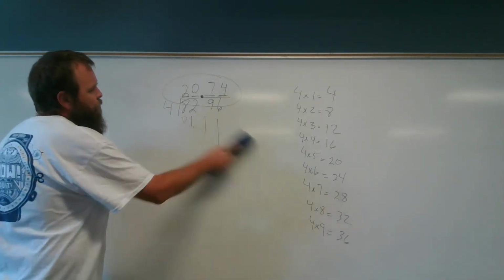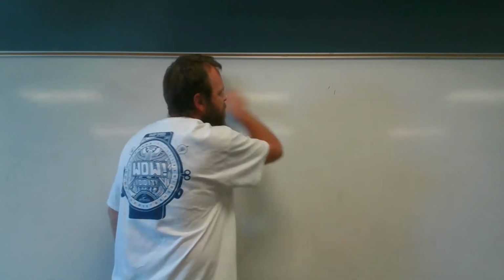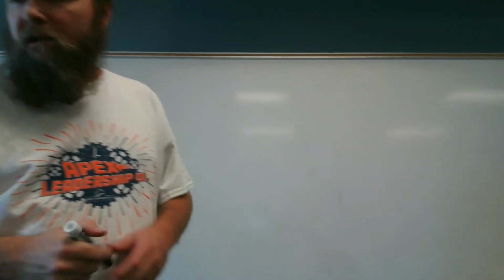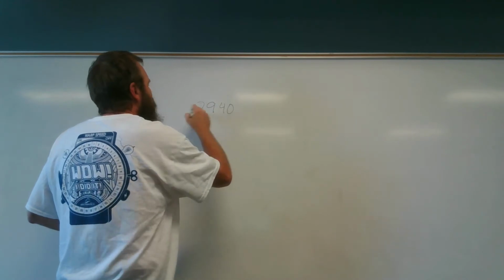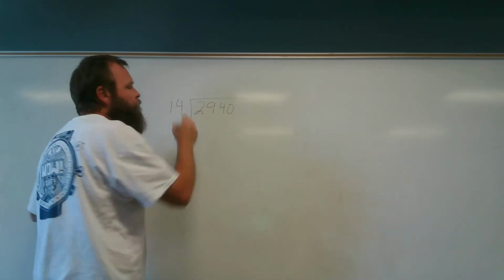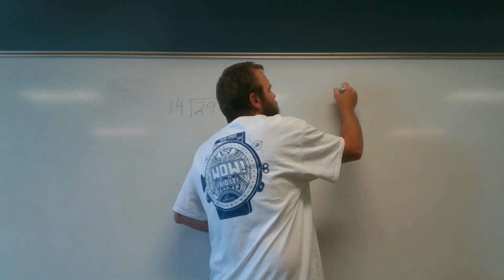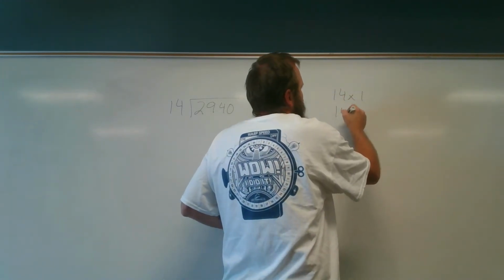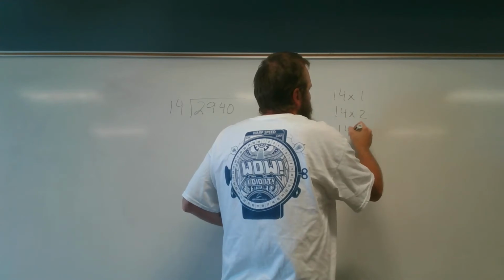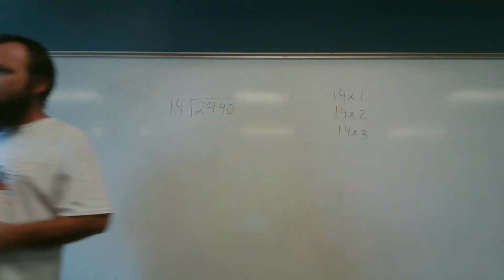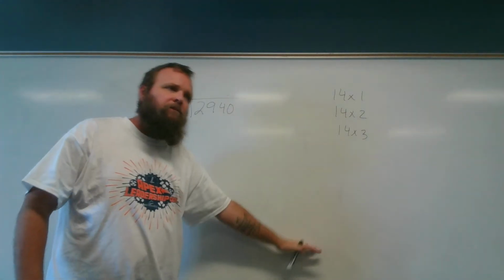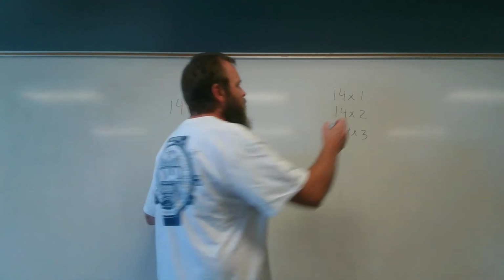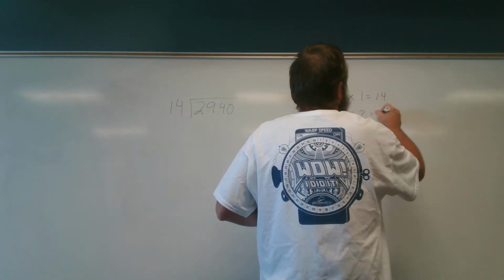There is a problem you may see next week: 2,940 divided by 14. But before you do that, I want you to list your multiples of 14 all the way to 14 times 9. 14 times 1, 14 times 2, all the way to 14 times 9. And then I want you to solve it.